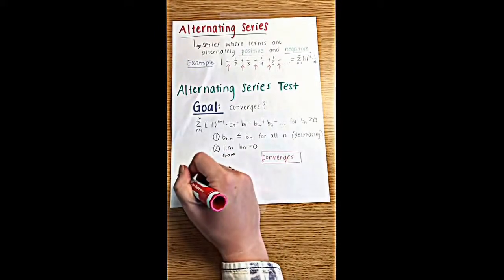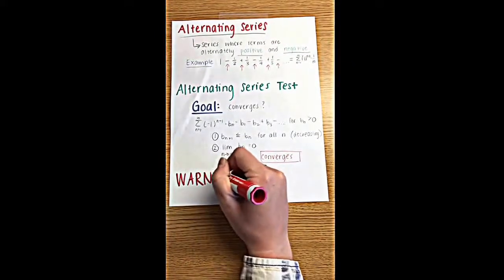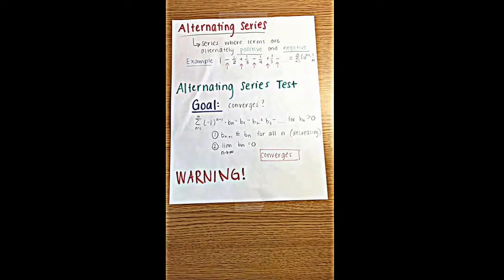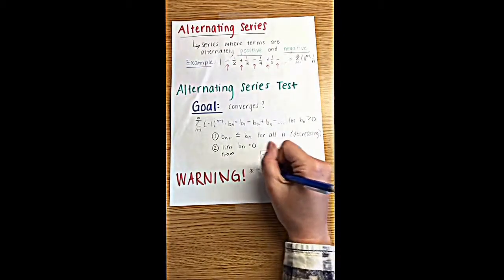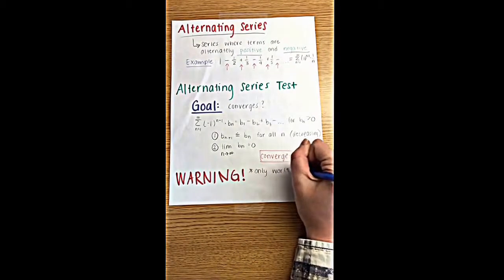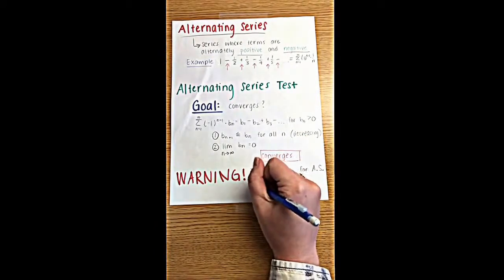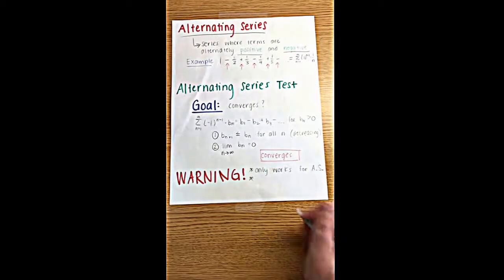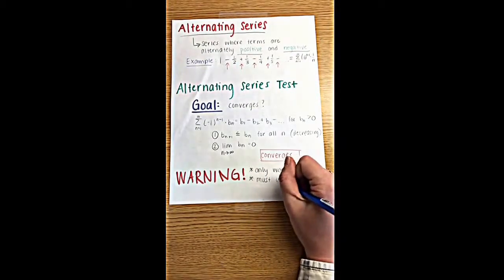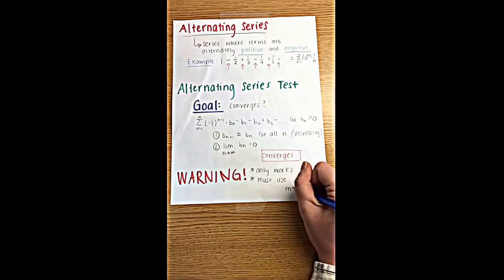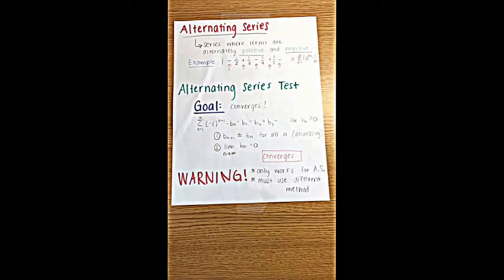But, warning, the alternating series test only works for an alternating series. If your series is not alternating, then you must use a different method. Otherwise, you may come up with the wrong answer. Now that we know what the alternating series test is, we can move on to examples.